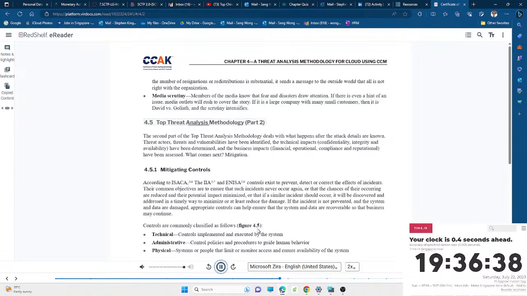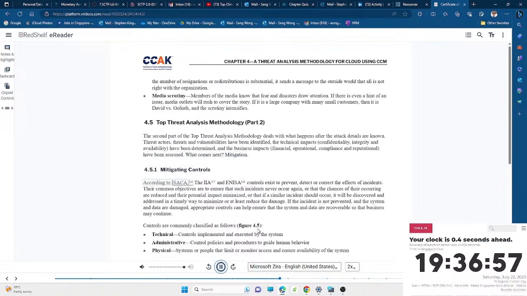4.5 Top Threat Analysis Methodology, Part 2. The second part of the Top Threat Analysis Methodology deals with what happens after the attack details are known. Threat actors, threats, and vulnerabilities have been identified, the technical impacts, confidentiality, integrity, and availability, have been determined, and the business impacts, financial, operational, compliance and reputational, have been assessed. What comes next? Mitigation. 4.5.1 Mitigating controls.